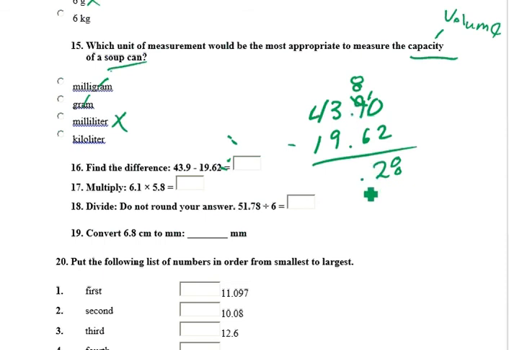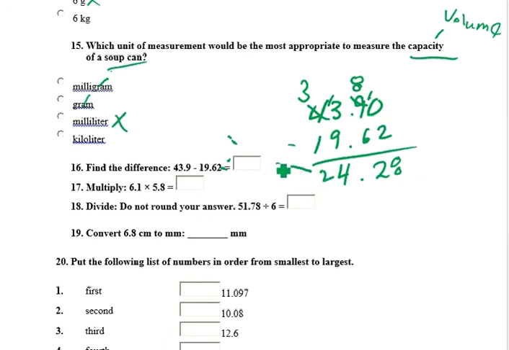4 minus 9, I can't do that. Make this a 3. Bring 10 over. Now instead of 3, I have 13 because I brought 10 over. 13 minus 9 is 4, 3 minus 1 is 2. I got 24.28. Hopefully you guys did too.